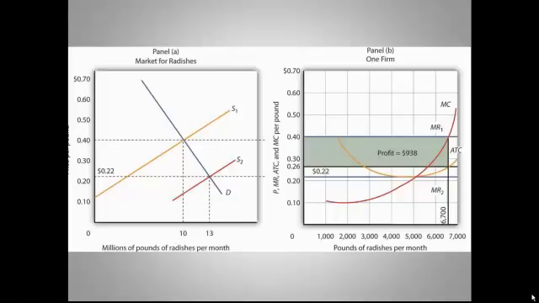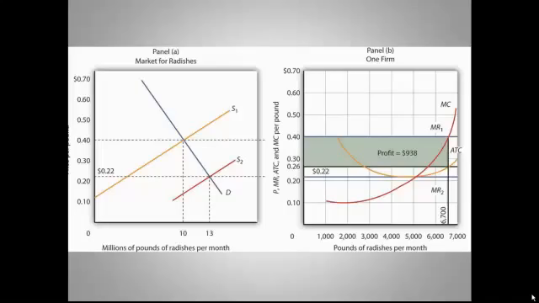a month. Next, let's move over to the right panel to look at an individual radish producer. At what production quantity does marginal cost equal marginal revenue or price, since it's a perfectly competitive market? The graph conveniently includes a label. This producer will produce 6,700 radishes per month.